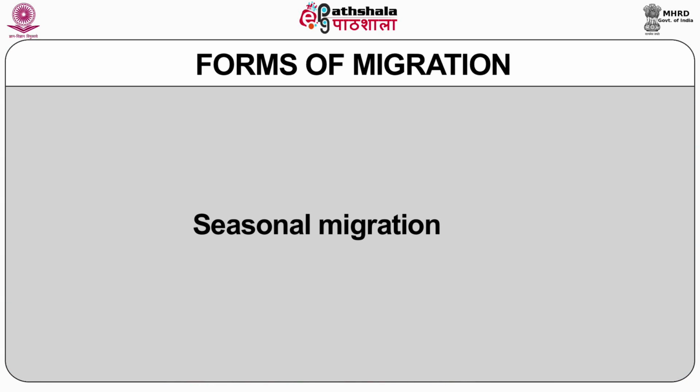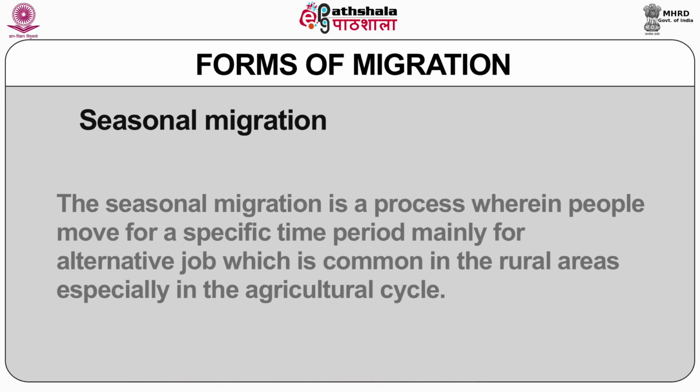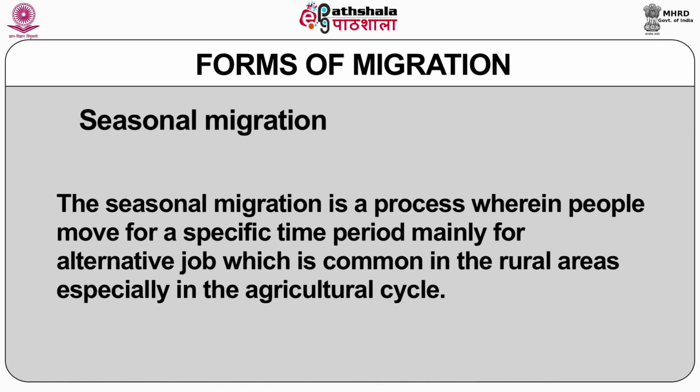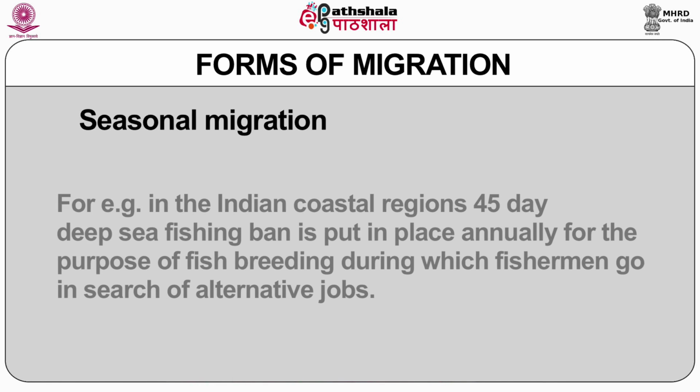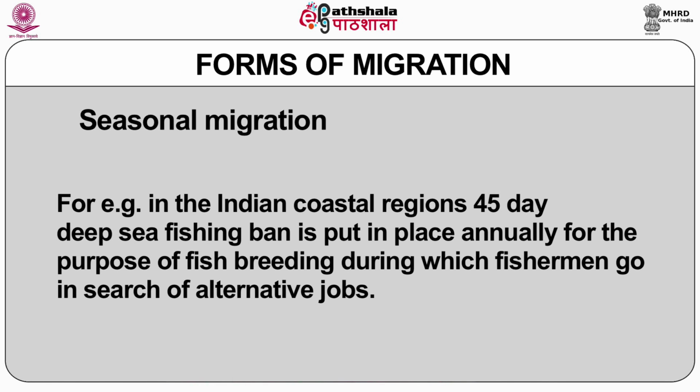Let's look at seasonal migration. Seasonal migration is a process where people move for a specific time period, mainly for alternative jobs, which is common in rural areas, especially in the agricultural cycle. For example, in the Indian coastal regions, a 45-day deep-sea fishing ban is put in place annually for the purpose of fish breeding, during which fishermen go in search of alternative jobs.